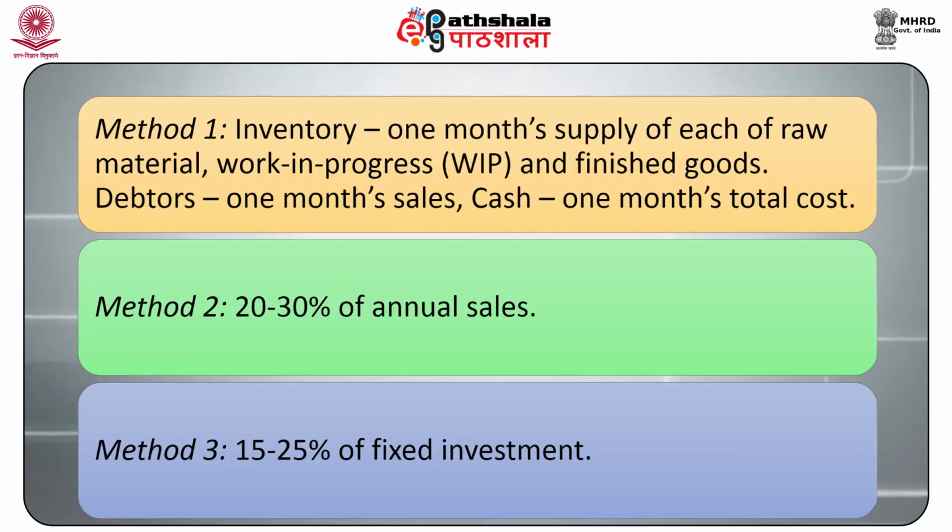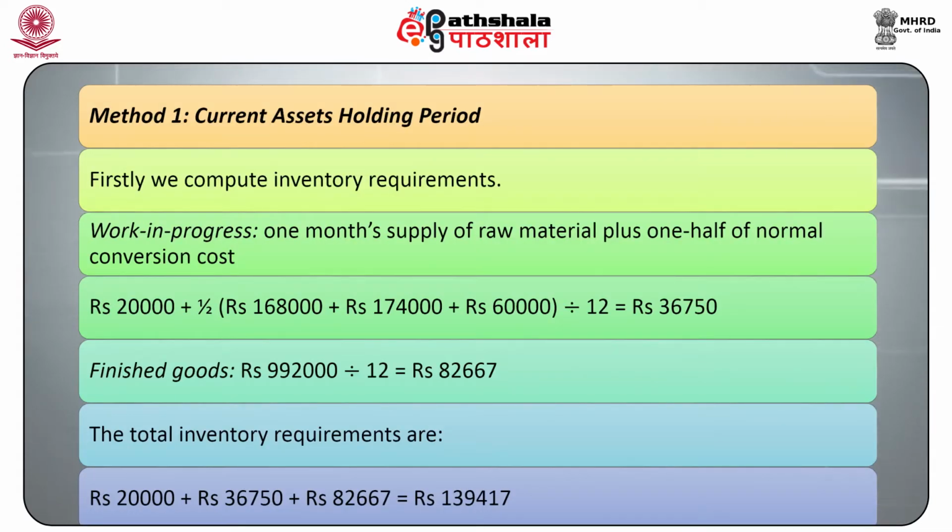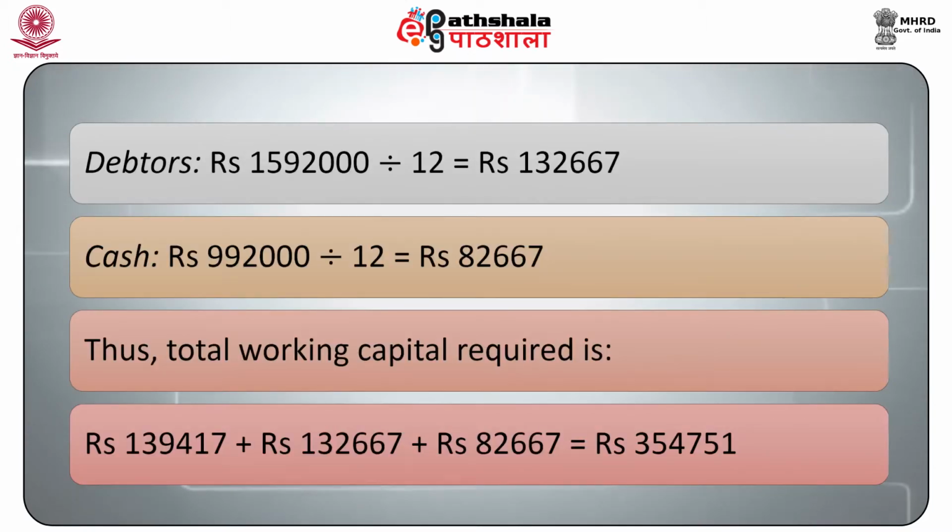The assumptions are: method 1, inventory is 1 month's supply of each raw material, work in progress and finished goods; debtors 1 month's sales; cash 1 month's total cost. Method 2 is 20 to 30% of annual sales. Method 3 is 15 to 25% of fixed investment. The following calculation shows that the three methods work for firm A. You may calculate for firm B also. After calculating the inventory requirements, the projection for debtors and cash should be made.